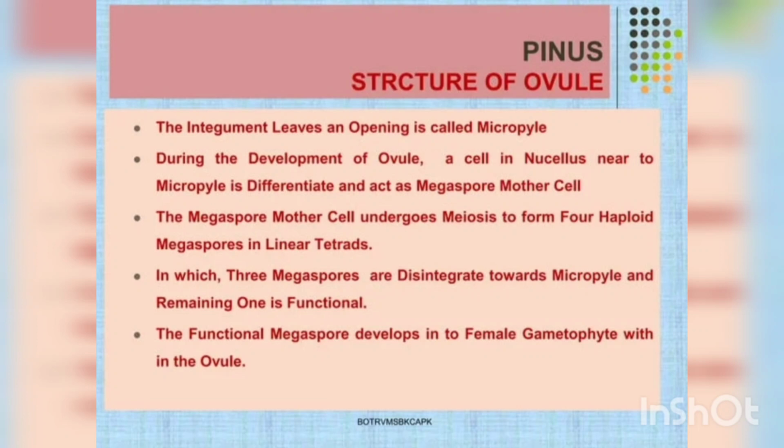So this is the structure. Let us just rewind once again. The integument leaves an opening called the micropyle. It is not fully covered. It leaves an opening called the micropyle, and the nucellar tissue just below the micropyle forms the megaspore mother cell. This undergoes meiosis to form four haploid megaspores, out of which three disintegrate and only one remains functional. This functional megaspore develops into the female gametophyte.